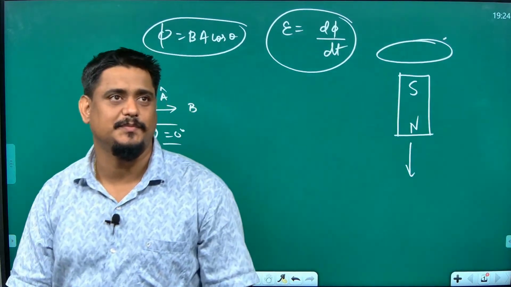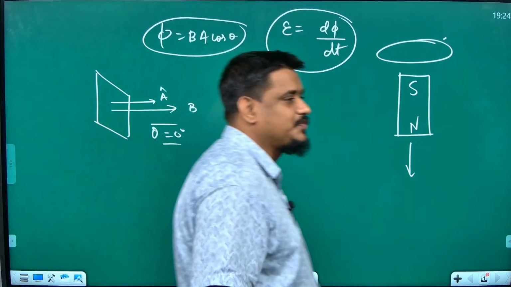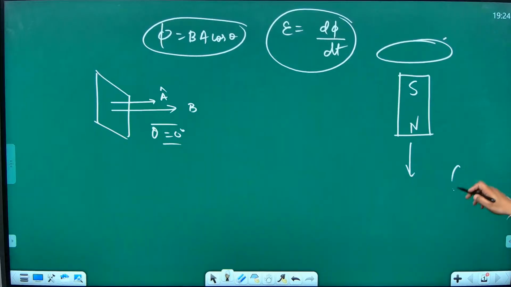Make it fast. When it passes through, there will be an induced current in clockwise direction. In the clockwise direction. Why is it so? Because the north pole is facing it. So north pole is actually anti-clockwise, no? So what is the answer? Anti-clockwise?